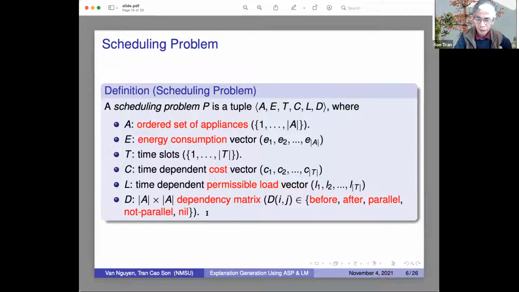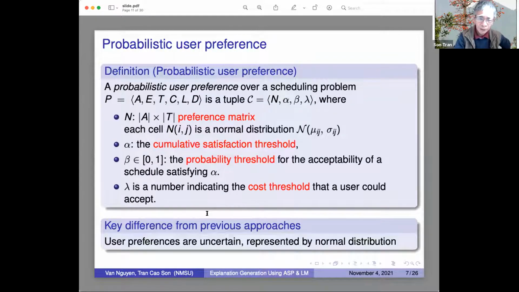And when it is new, that means that there's no dependency between the two of them. We represent the user preference using a probabilistic user, a tuple like this. We have a preference matrix, corresponding to the number of appliances and the number of time slots, and each cell here is N_ij, the preference matrix.